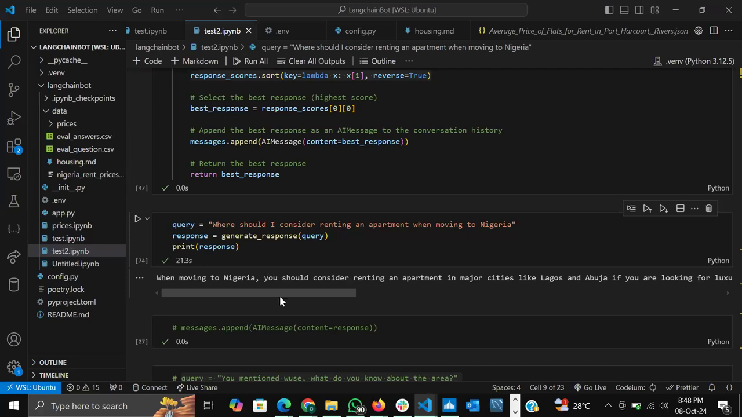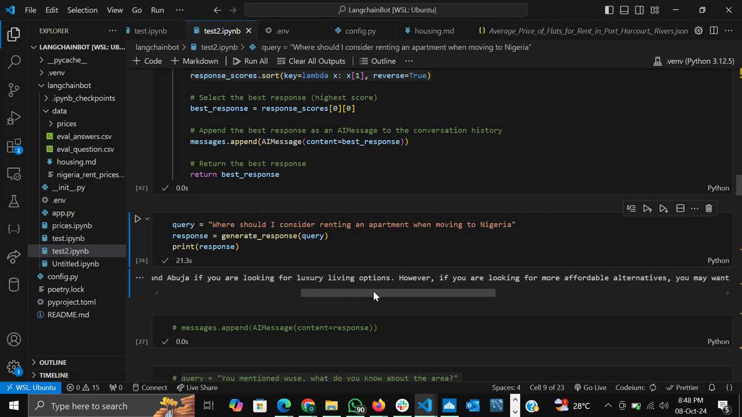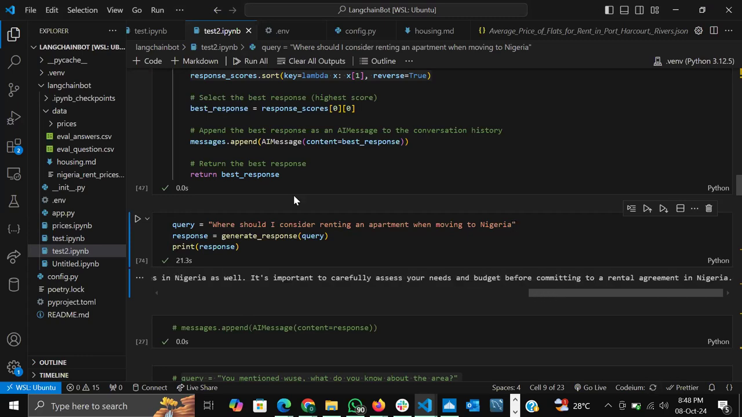And we have the response here. When moving to Nigeria, you should consider renting an apartment in major cities like Lagos and Abuja if you are looking for luxury living options. However, if you are looking for more affordable alternatives, you may want to explore other cities in Nigeria as well. It's important to carefully assess your needs and budget before committing to a rental agreement in Nigeria.